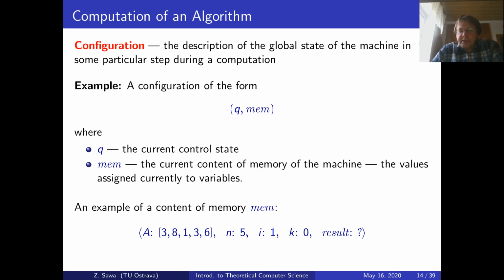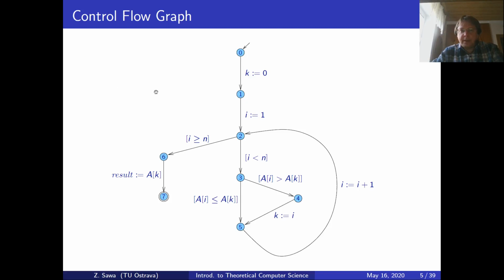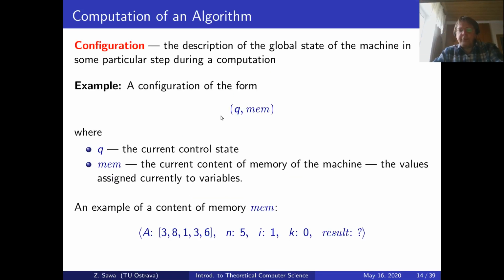So if we consider the representation using this control flow graph, like here, one possibility would be to think about configurations as consisting of two parts. One part specifies what is the current control state, and the second part will specify the content of memory.